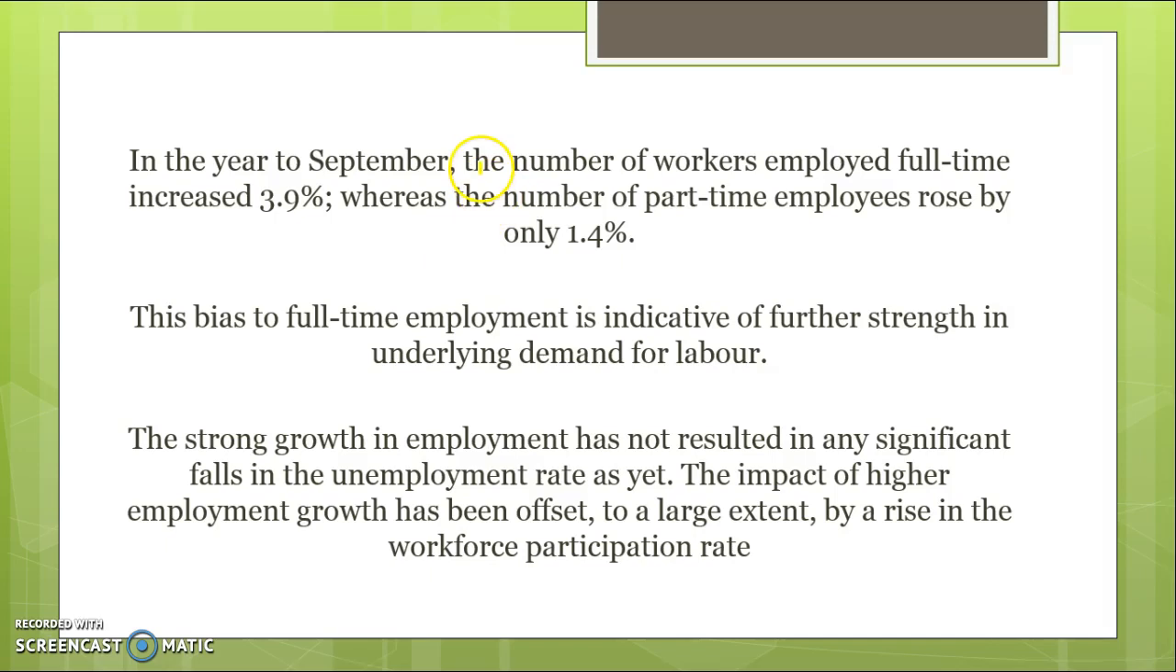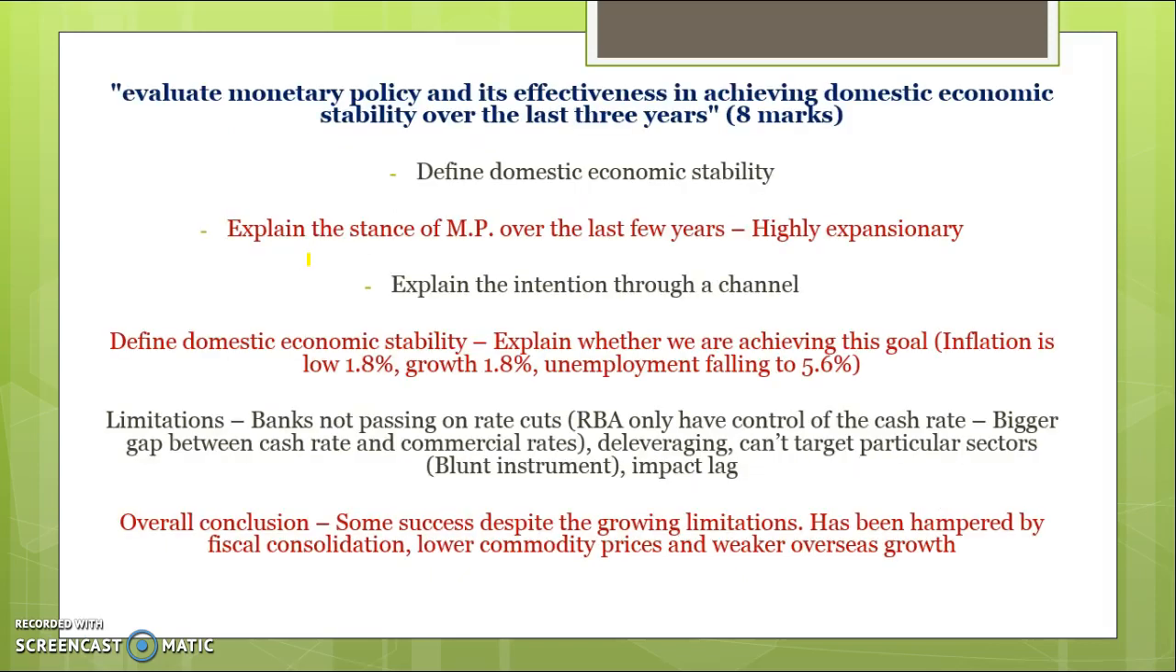In the year to September, the number of workers employed full-time has actually increased 3.9%, while part-time employment has only gone up 1.4%. So it's a sign that the labour market's getting stronger because there's more full-time employment. Although that hasn't had a big impact on the unemployment rate yet, because the participation rate's also been rising, unemployment's only gone down by 0.2% despite the fairly rapid increase in employment throughout that period, particularly full-time employment.